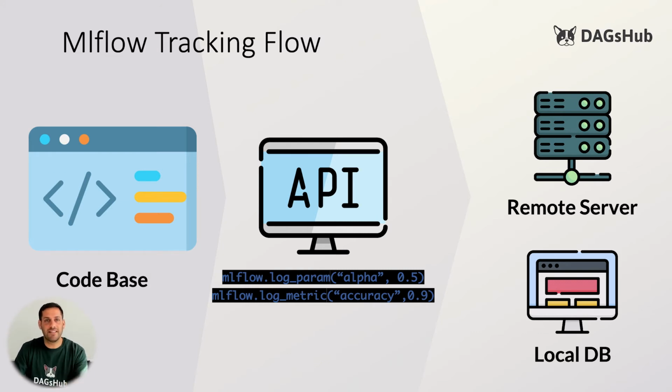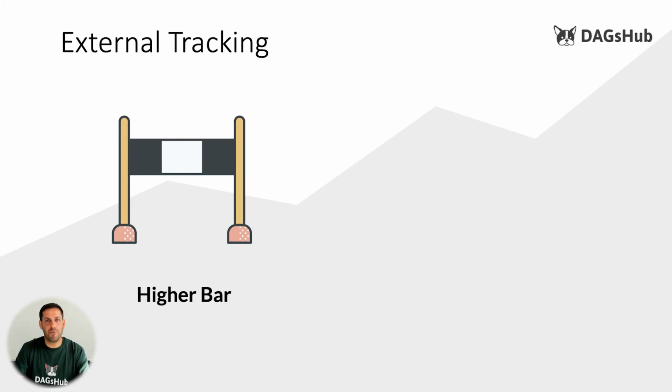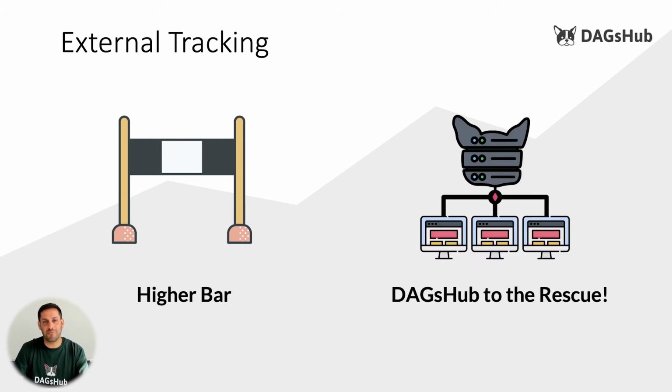If you're working in a team using more than one machine to run the experiments, or your training process is consuming a lot of resources, you'll probably want to log the experiment to a remote tracking server. But this is where MLflow's bar gets a bit higher. Setting up a remote tracking server and configuring it with the machine that you're running the experiment on can be a bit of a hassle. And this is where DagsHub comes to the rescue.